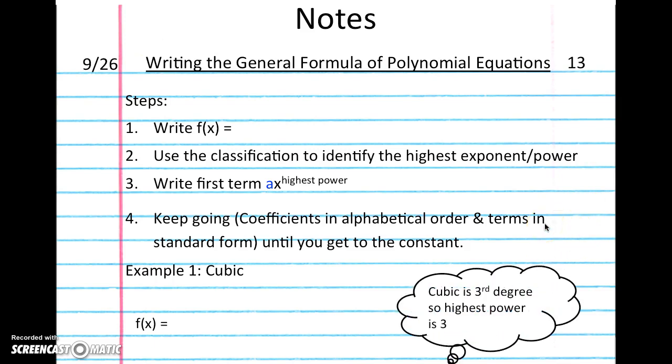Well, I know that a cubic polynomial is a third degree. So the highest power is 3. The degree is equal to the highest power. So the very first term I want to write is ax cubed.